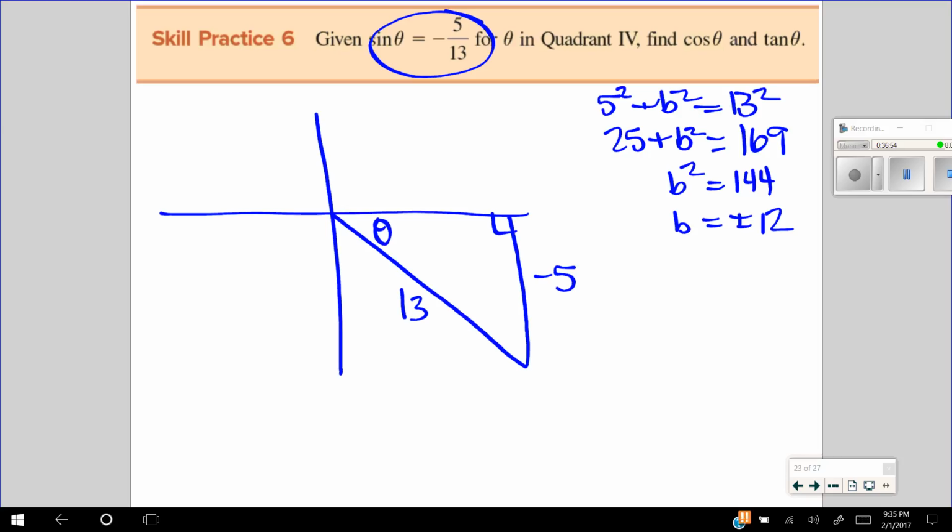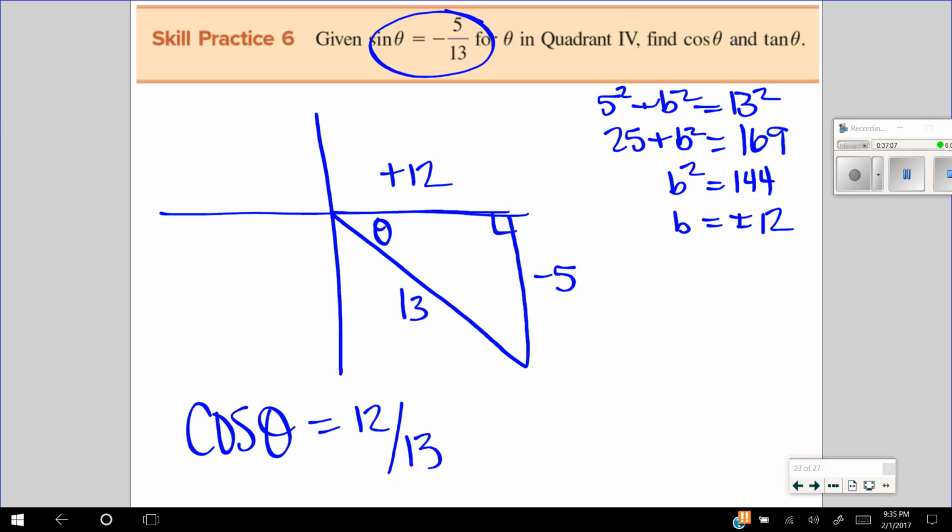This is a rightward direction, so positive 12 here. So cosine is going to be the adjacent 12 over hypotenuse 13. Tangent is going to be the opposite, -5 over the adjacent 12. And there you have it.